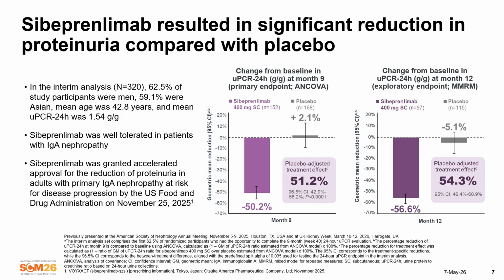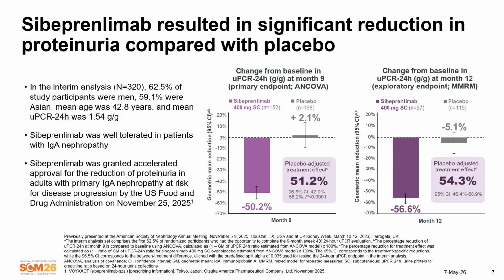in proteinuria compared to an increase in proteinuria in the placebo group of 2.1%, resulting in a placebo-adjusted treatment effect of 51.2% at month 9. And that was the primary endpoint that led to the accelerated approval of sibeprenlimab, or as we now call it, Voyxact, by the US FDA in November of 2025.